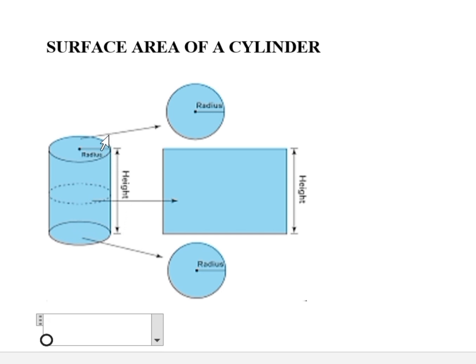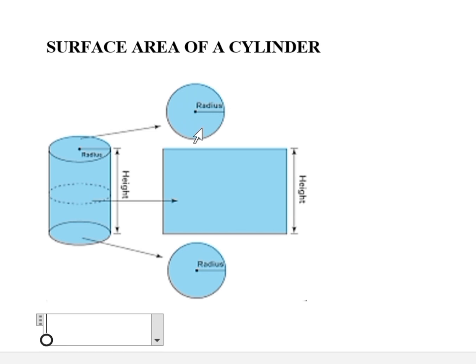Then between the two lids, we have the curved part, which, if you break it along this line here, will give rise to a rectangle whose width is the same as the height of this cylinder, and the length will be equal to the distance around this circle, which we normally call the circumference.